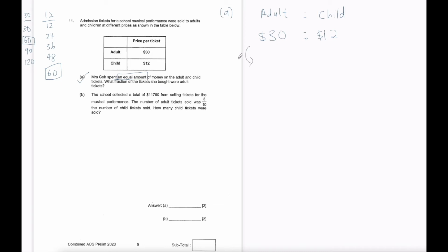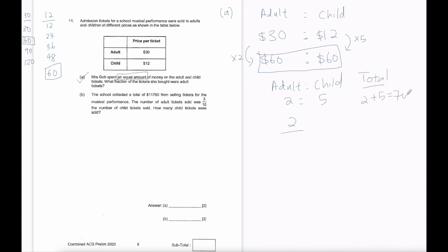Okay, so for adult, we need to multiply by 2, so I'm going to get $60. And then for child, I have to multiply by 5, and that's how I get $60. So right now, it's an equal amount. Okay, so the number of adult tickets to child tickets will be 2:5. So for every 2 adult tickets, it equals 5 child tickets. And that's it. So now we need to find the fraction. Adult is 2 units. My total here is 2 plus 5, which is 7 units. So my total is 7, and this will be my answer. Okay, so we get 2 marks.